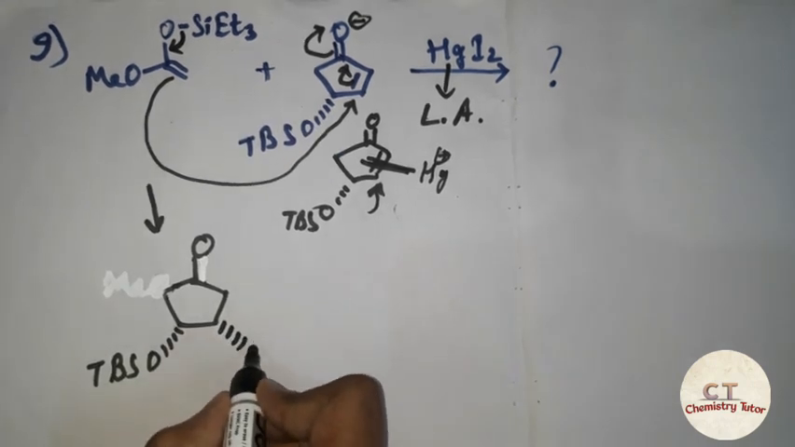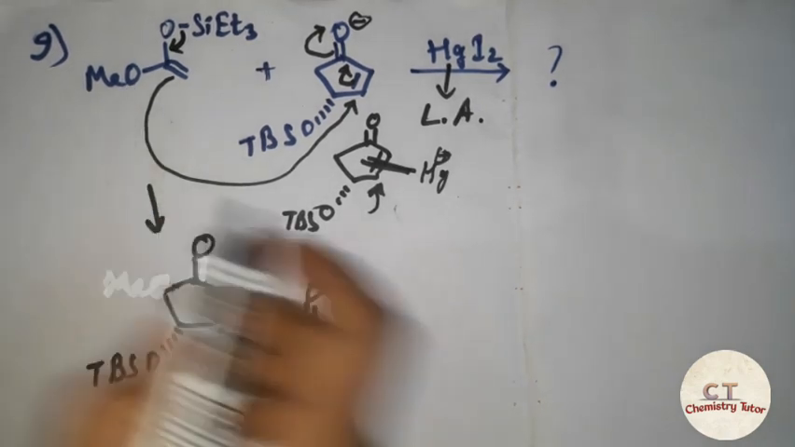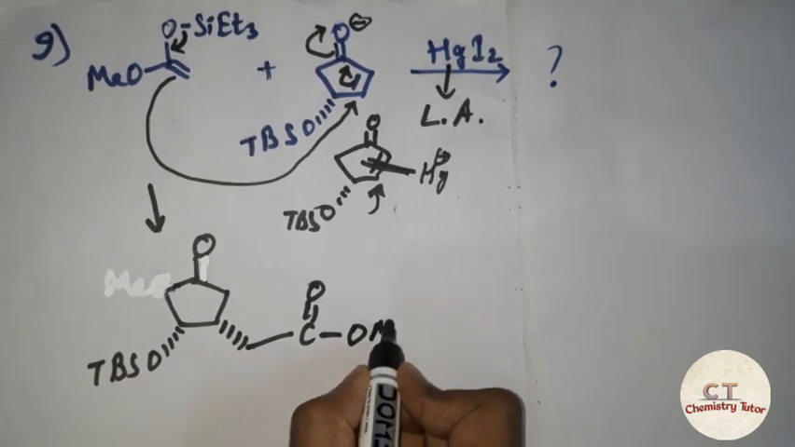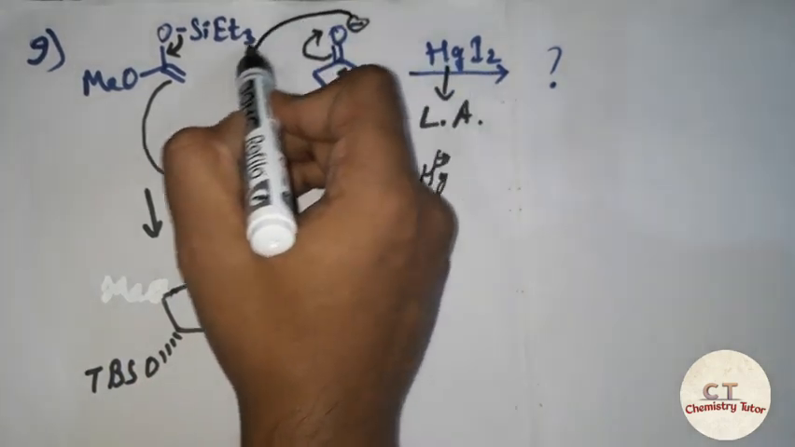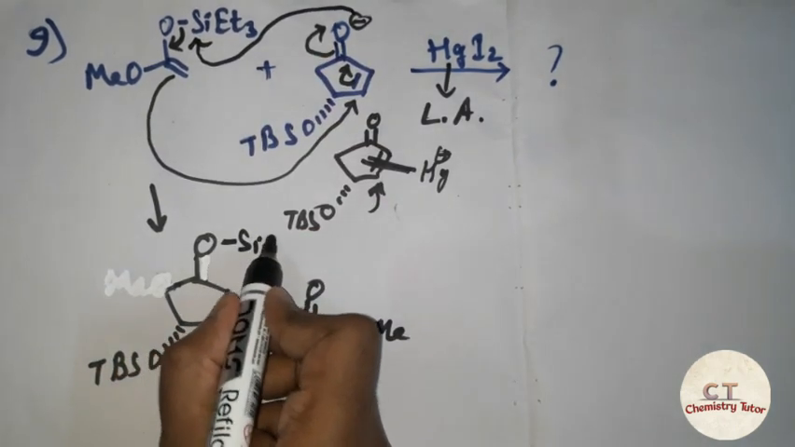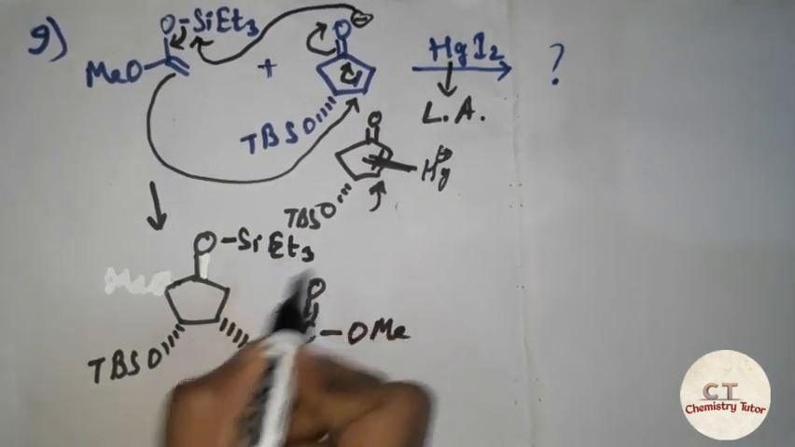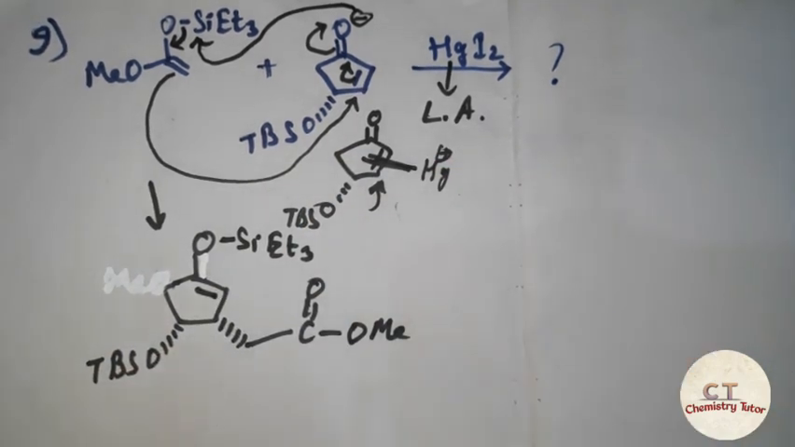So carbon C will become a double bond and OMe, and the negative charge which will be here will again attack the silicon. Okay, so it will be SiEt3, and there is a double bond, right? So it will be here. So this will be the product of this reaction.